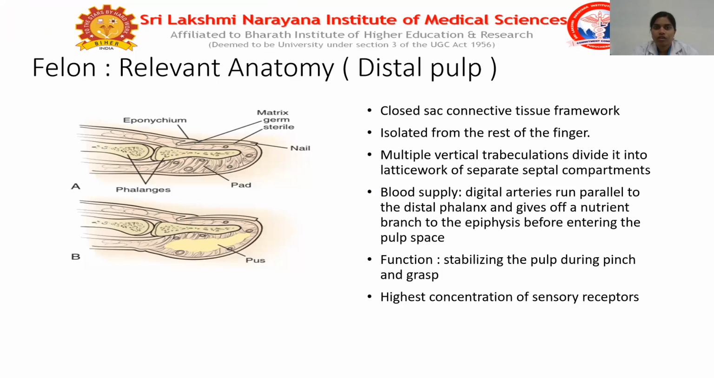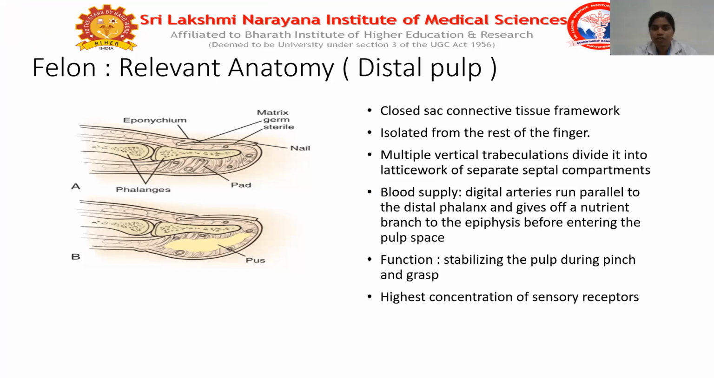Coming to felon. A felon is an infection of the distal pulp space. So the anatomy of the distal pulp space is more important. It has a closed sac connective tissue framework isolated from the rest of the finger. Multiple vertical trabeculations divide the distal pulp space into different septal compartments.